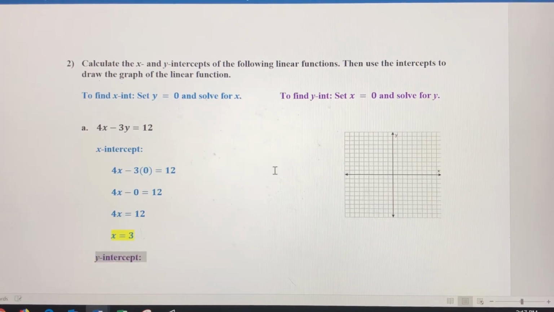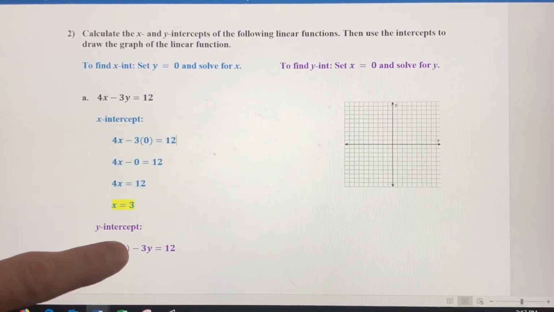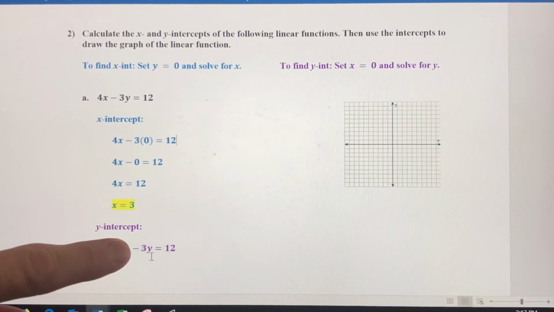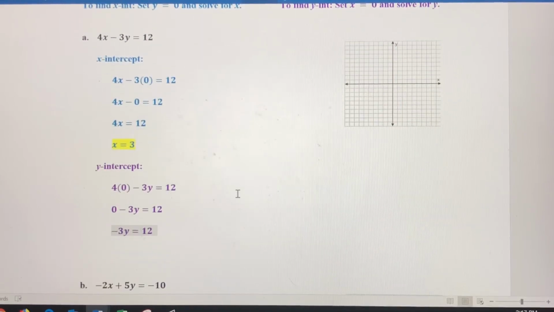Now for my y-intercept, I'm going to set x equal to 0. So my x was here, I'm going to replace that with 0, and notice that term goes away. So I'm left with a simple little equation of negative 3y equals 12. So the y-intercept is going to be at negative 4. Let's go to the graph right now and we'll graph that equation.